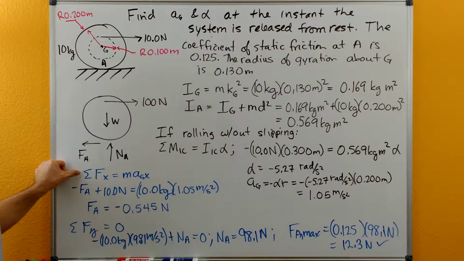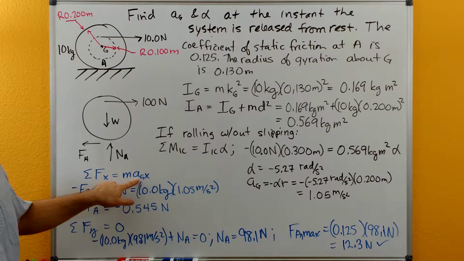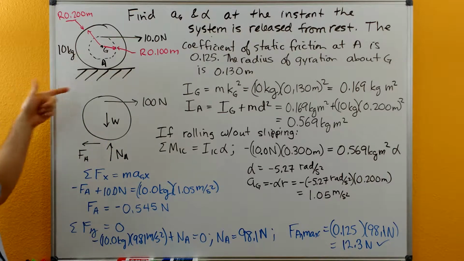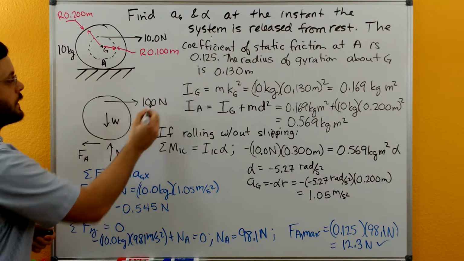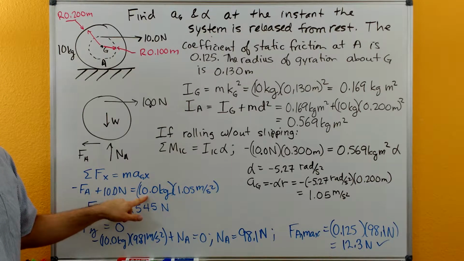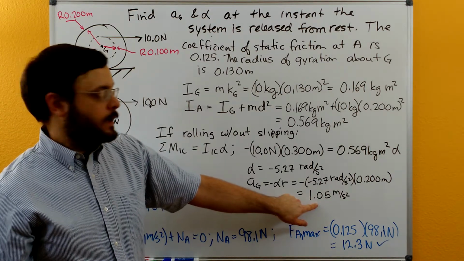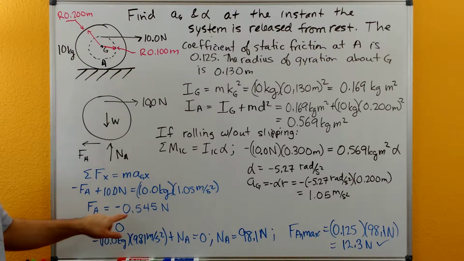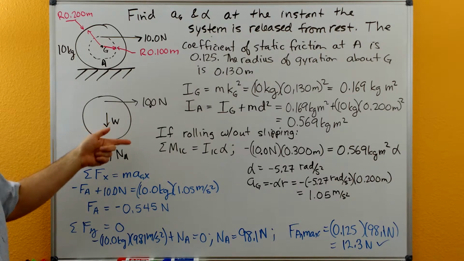So we can do a sum of forces in the x direction is equal to the mass times the acceleration of the center of gravity in the x. That gives us minus FA plus our 10 newtons going in the positive x, and that's equal to our mass of 10 kilograms times our acceleration that we just calculated, which is in x, the 1.05 meters per second squared. We can calculate FA, and we get negative 0.545. The negative just means that friction's going in the opposite direction.